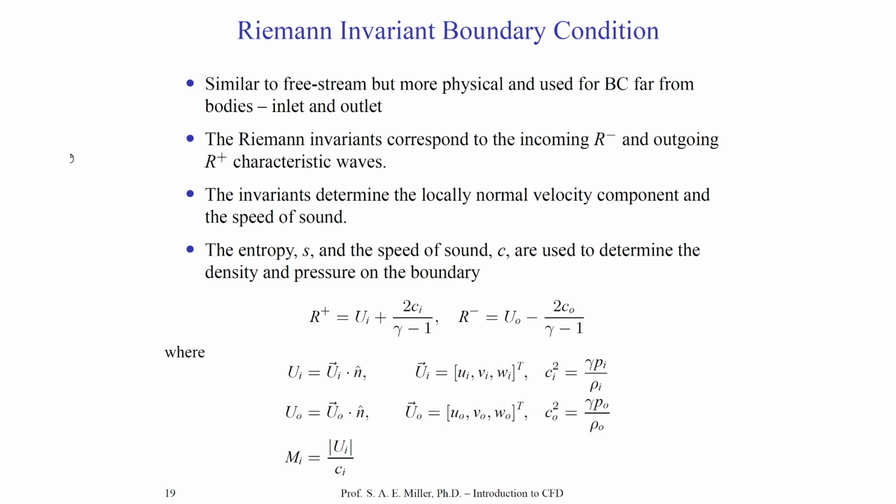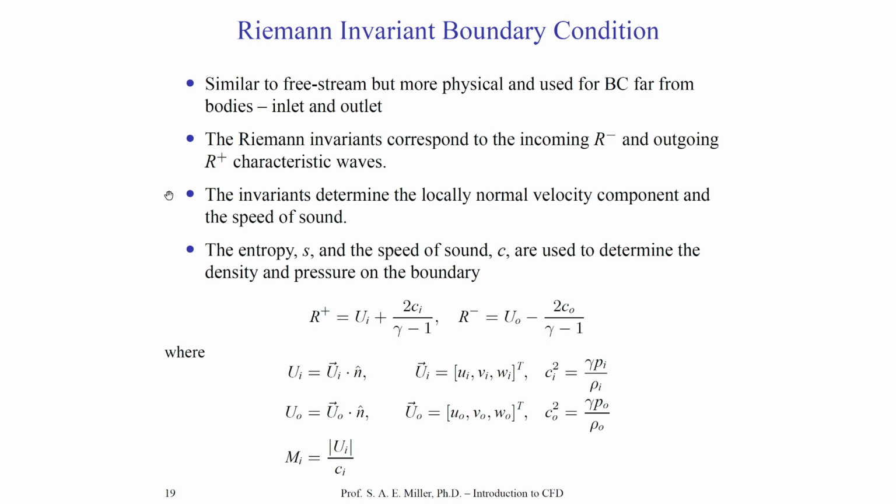Now, the Riemann invariants are very much like the method of characteristics, in that they correspond to the incoming and outgoing characteristic waves. We looked at the most basic example of the characteristic waves when we looked at the wave equation. We can't really do this for the full set of Navier-Stokes or Euler equations in this class because of time limitations, of course. Perhaps one day we'll make an additional video explaining this.